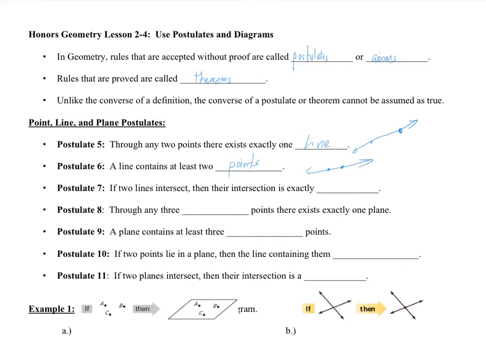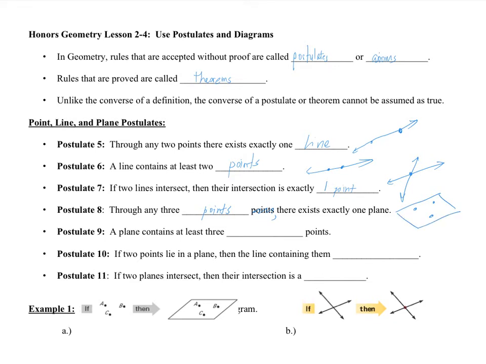Postulate number 7. If 2 lines intersect, then their intersection is exactly 1 point. So one line intersects with another line, there exists 1 point. Postulate number 8. Through any 3 points, there exists exactly 1 plane. So if I draw any 3 points, then I could draw a plane.